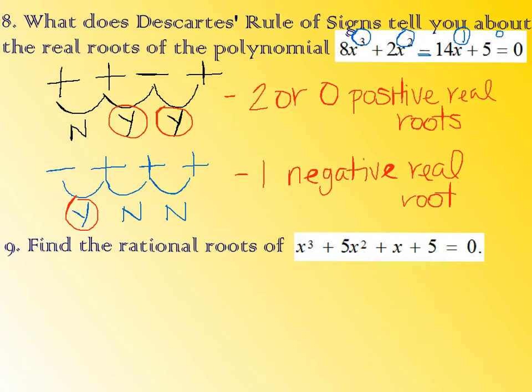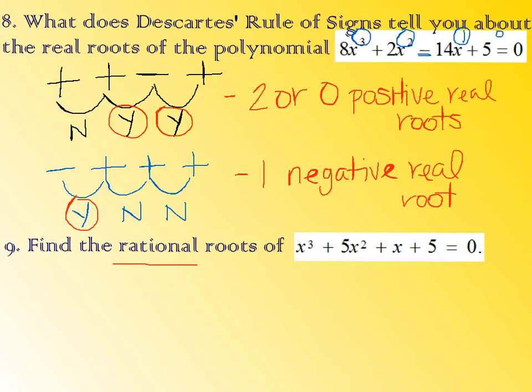All right, so number 9. Number 9 says find the rational roots. Okay, so now we need to find any rational roots. And remember, rational, those are fractions, decimals, negative numbers, positive numbers, basically anything except for a square root or an imaginary number. We're going to have all rational roots here.